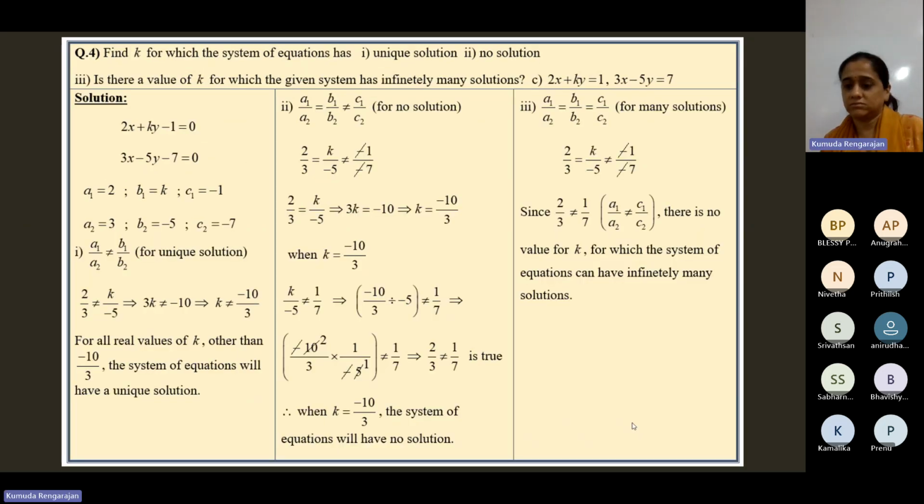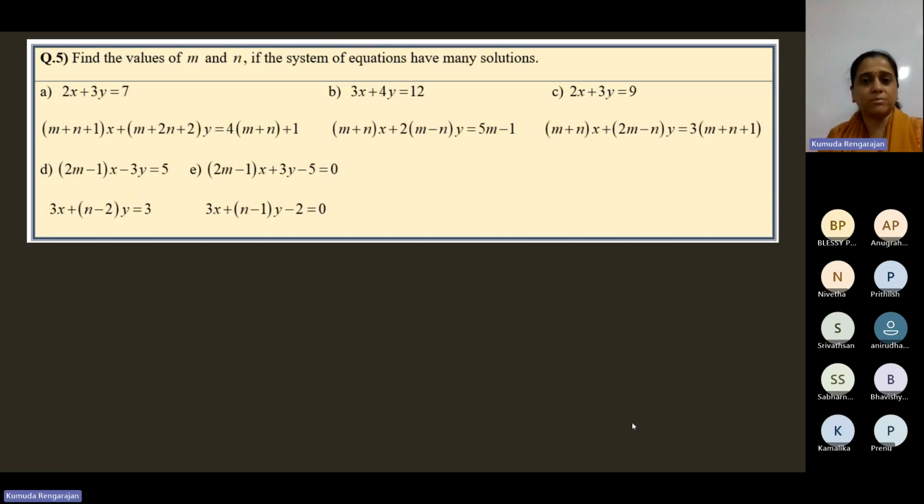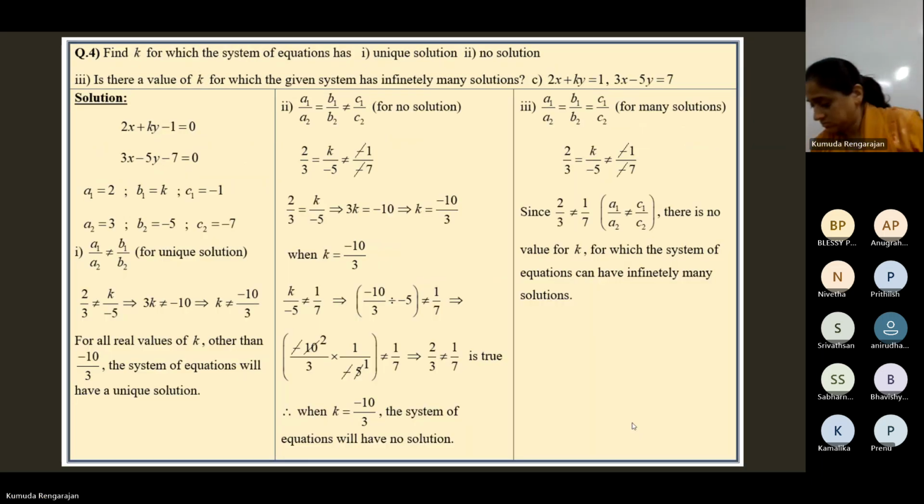With this, we are done. This one we completed 5 questions. The subdivisions under 5 we finished in one of the earlier classes. I started only with this: find the values of M and N if the system of equations have many solutions. This part we finished. And this we have to work. The next one, question number 5, we finished. I said this we have to work.